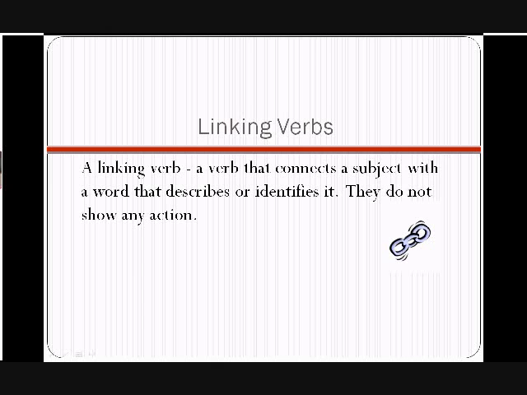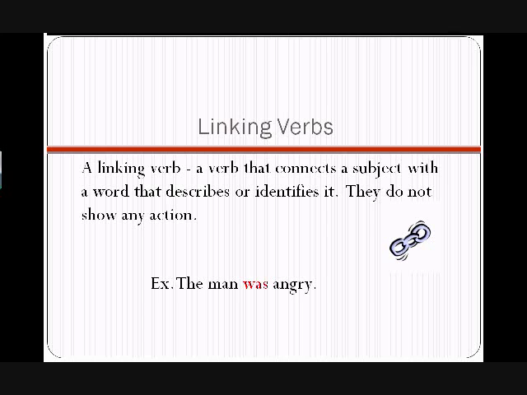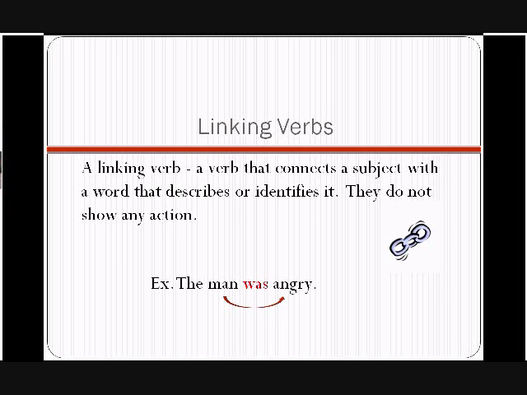In contrast, a linking verb shows no action at all. Instead, a linking verb works to connect a word in front of it to a word behind it. That word describes or identifies the first word. Here we have a very basic sentence to show how linking verbs work. The man was angry. The linking verb was links man to angry. It helps describe the man as angry.